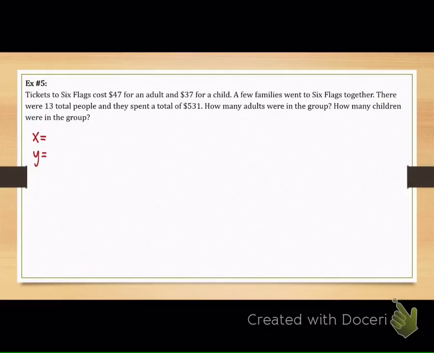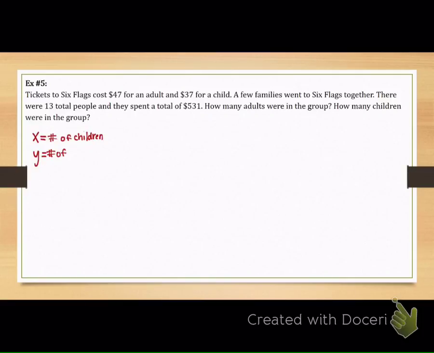Why don't you read the question at the end? What is it asking you to find? 40 children were. How many adults were in the group? So what are X and Y? How many children and adults? So X is children and the number of adults.